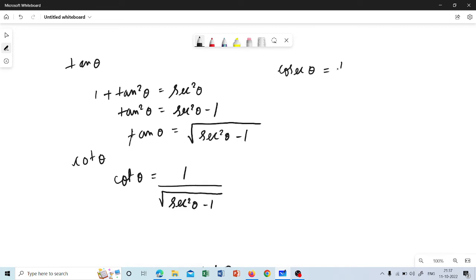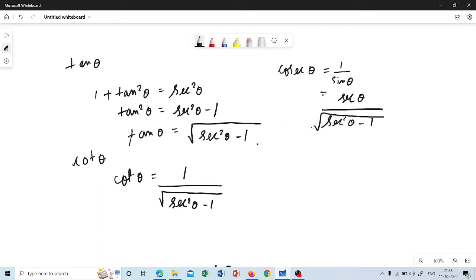Cosecant is 1 by sine. So if you remember the expression of sine, it turned out to be square root of secant square theta minus 1 by secant square theta. So I will reverse it. This is nothing but secant theta by square root of secant square theta minus 1. So similarly, I can write for the others, that's all.